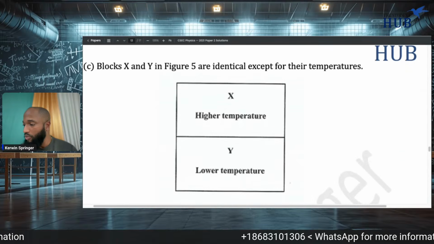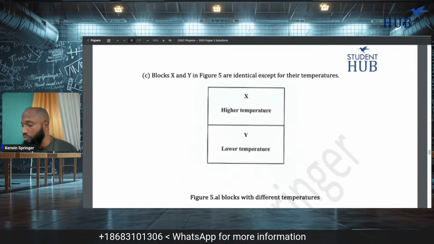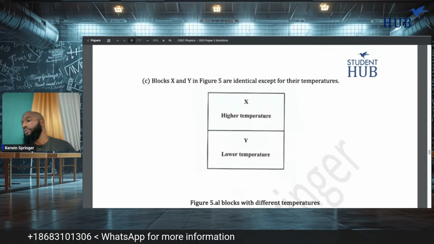Blocks X and Y in figure 5 are identical except for their temperatures. So where will the thermal energy flow? From what to what?